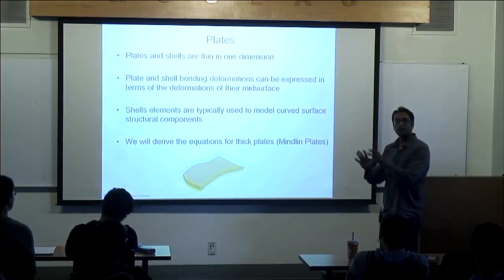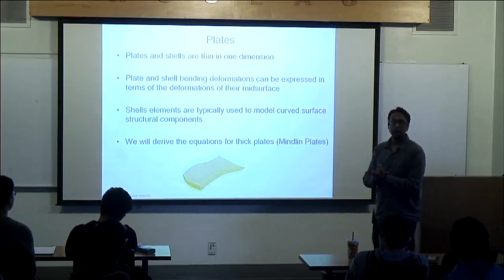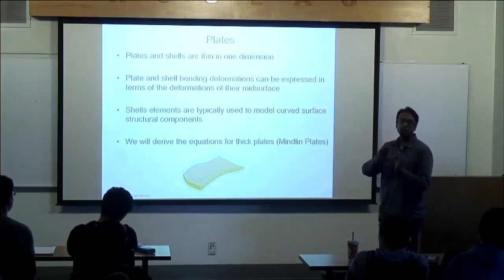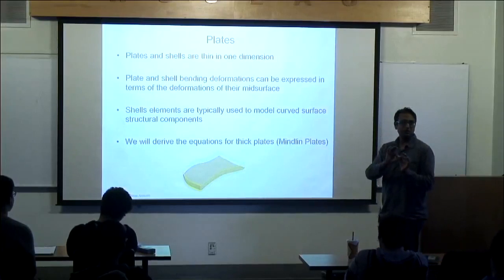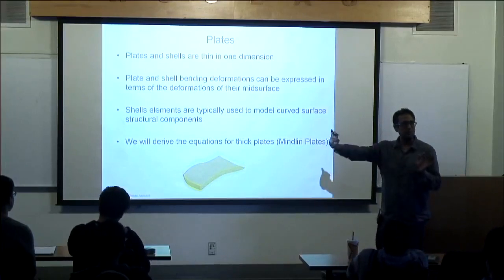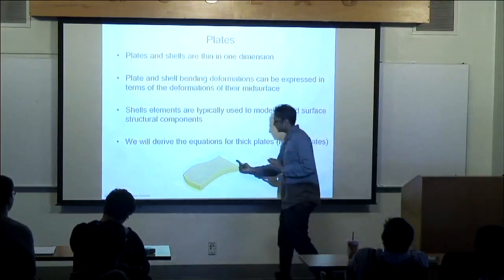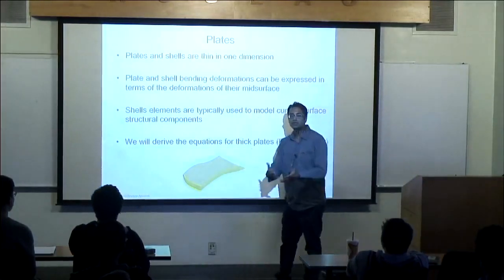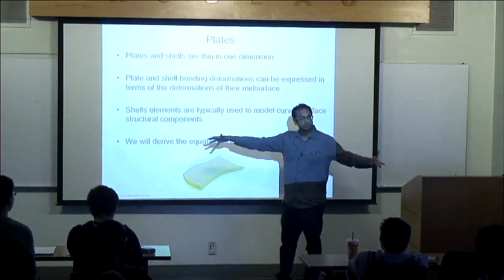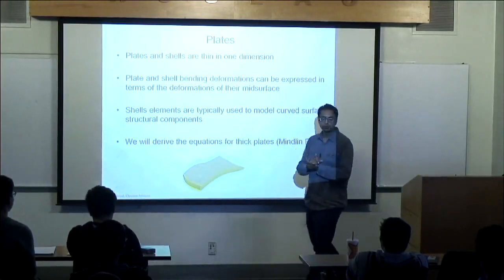So this is not very different from Euler Bernoulli beam or Timoshenko beam, where you have a neutral axis, right? And so the deformation of the beam is represented by a neutral axis. In plates, the difference is that you have a mid-surface, and the deformation of that mid-surface tells you how the rest of the thickness is deforming and how everything else is deforming. Does that make sense?